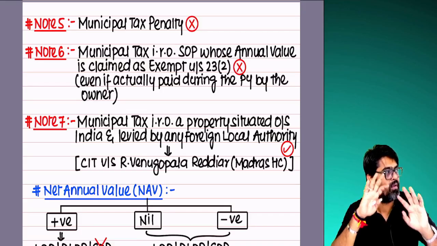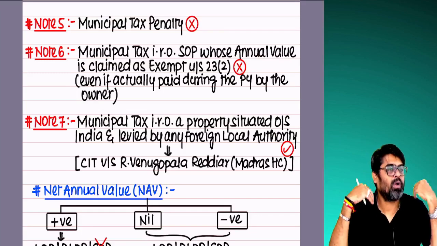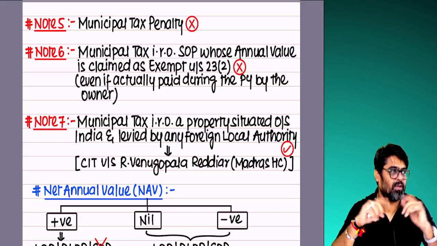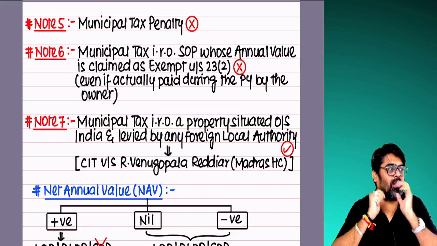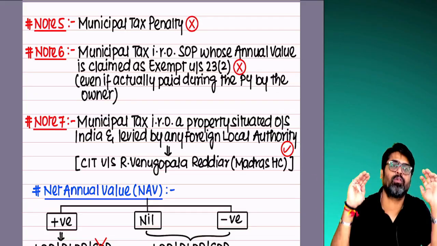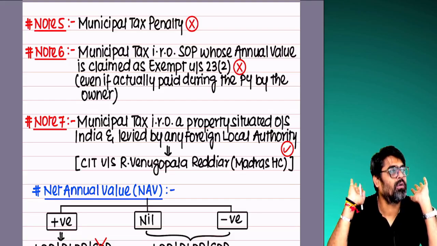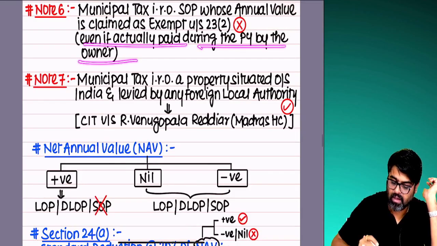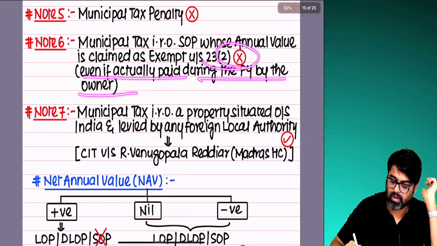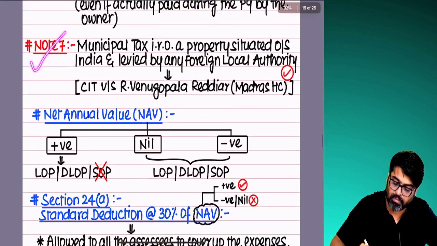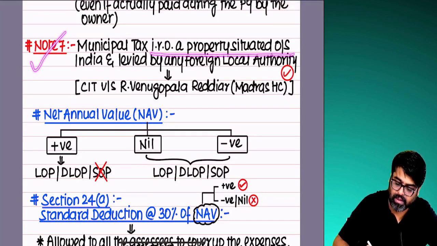Even if you claim, it will not be allowed, because we allow the municipal tax only for those properties for which annual value is shown as taxable. Out of the taxable annual value, claim the municipal tax deduction. Yes or no? Will you remember? Even if actually paid during the previous year by the owner, still it will not be allowed because it relates to SOP. Understanding? Now the last note, municipal tax in respect of a property situated outside India.